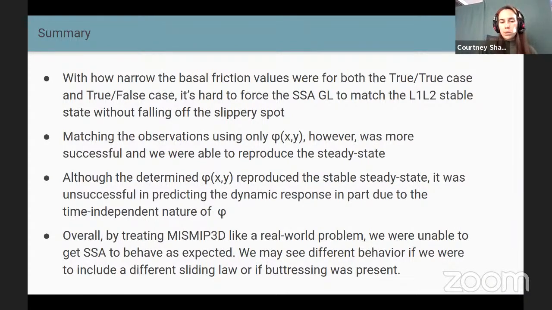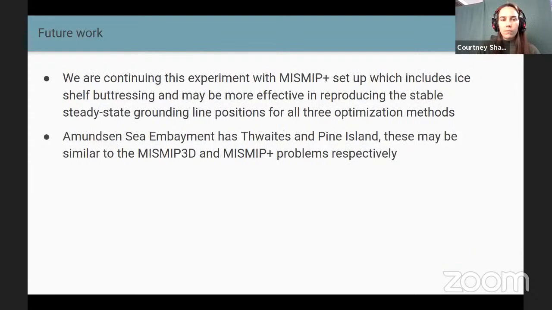So overall, by treating MISMIT 3D like a real-world problem, we were unable to get SSA to behave as we expected. This might be different if we were to include a different sliding law or if buttressing was present. For future work, we are going to continue this experiment with MISMIT Plus, which includes ice shelf buttressing. With this, we're hoping it will be more effective in reproducing the stable steady state grounding line positions for all three optimization methods that we had.